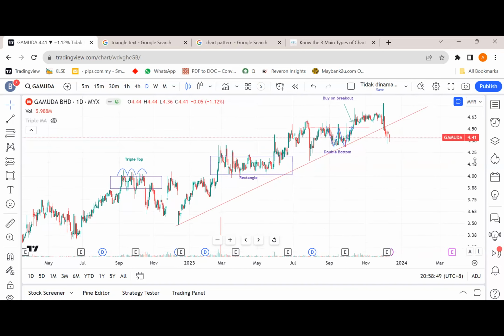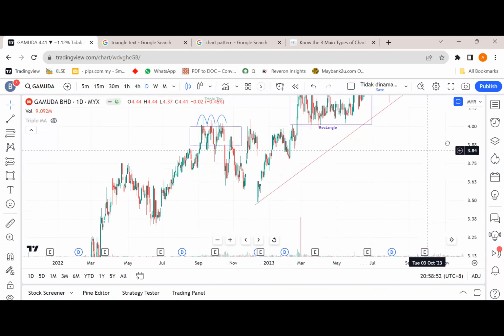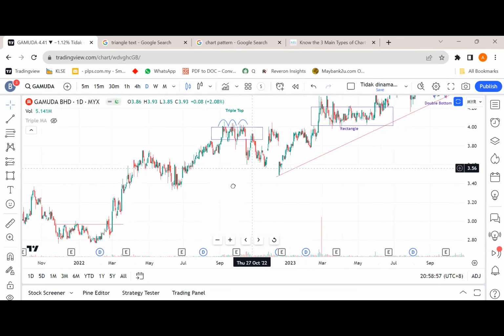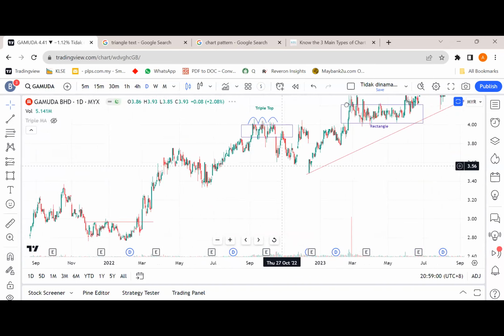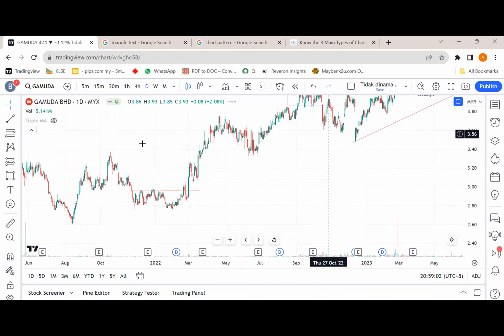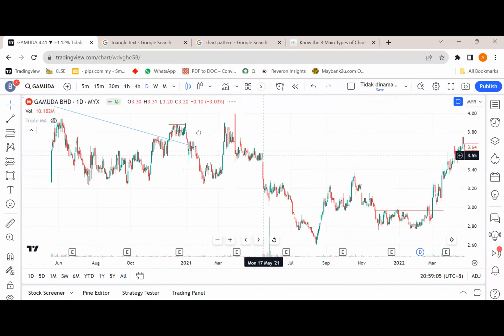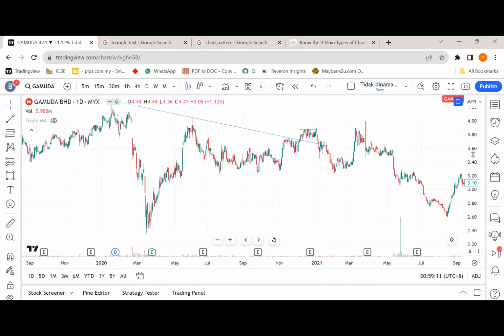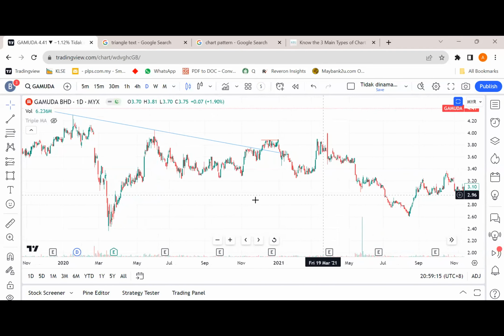Okay, then I want to demonstrate one more. Let's say M pattern. I want to find out M pattern. Double bottom, double top. Okay, double top. I want to measure how many candles are needed to form the complete chart pattern actually.